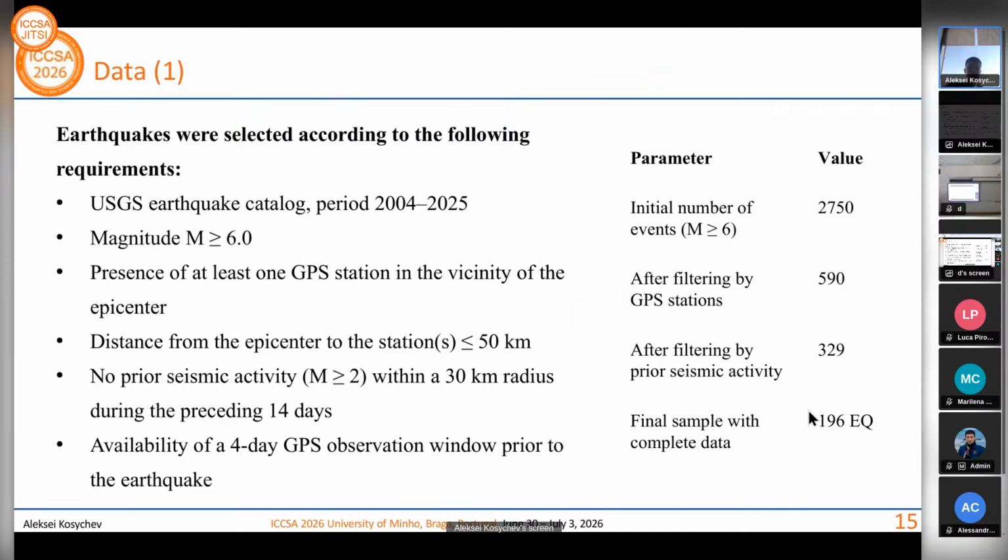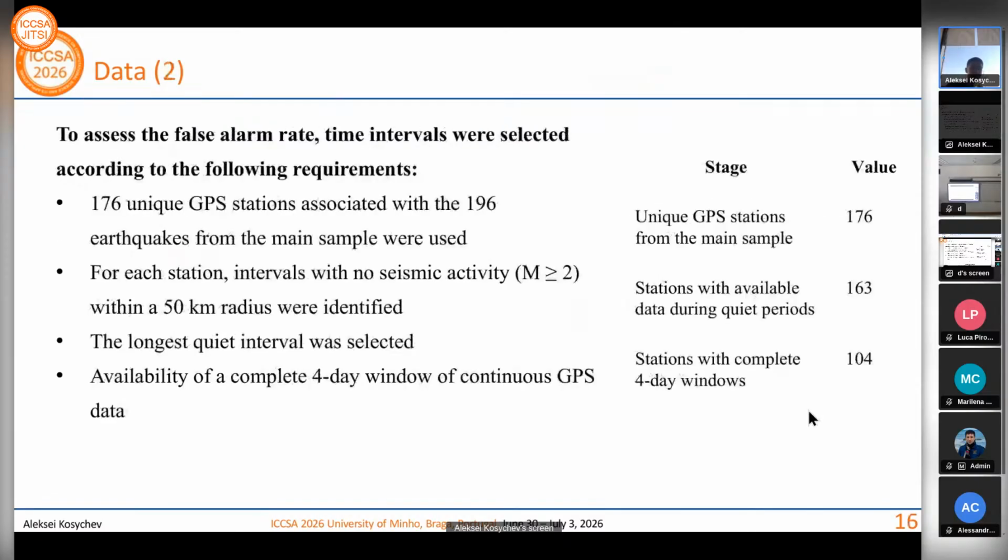And to verify the model performance, we also use control data series, and we work with the same unique GPS stations which we got in the previous step. So we apply some criteria which are also presented on the slide, and after all of this, we are left with 104 control time series of 4-day complete windows of continuous GPS data.